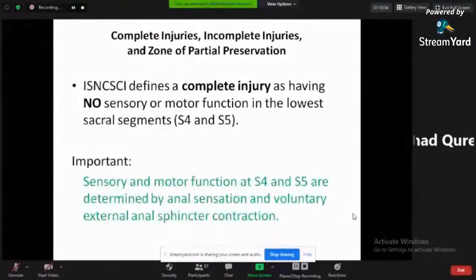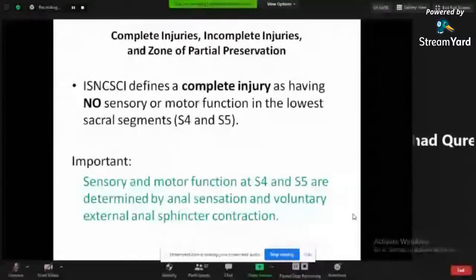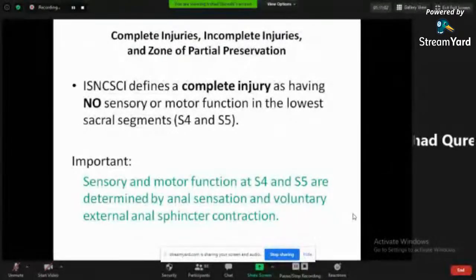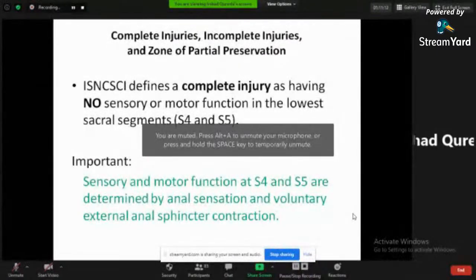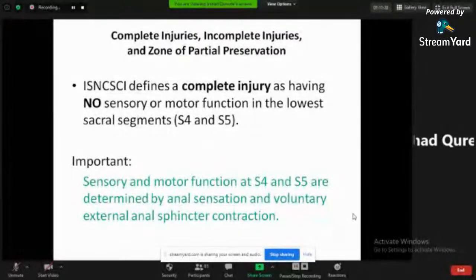So the definition of complete injury is having no sensory or motor function in the lowest sacral segment, that is your S4 and S5. What is important to be observed? Sensory and motor function of S4 and S5 are determined by anal sensation, that is the sensory function, and voluntary external anal sphincter contraction, that is also at times mentioned as voluntary anal contraction, VAC. So if one is a motor function and another one is your sensory function, if it is not present, then it is considered to be a complete injury.